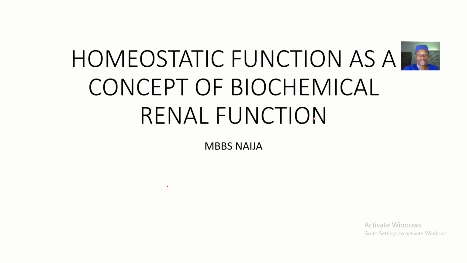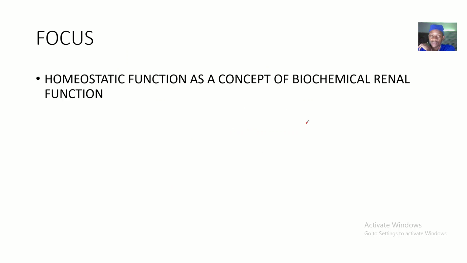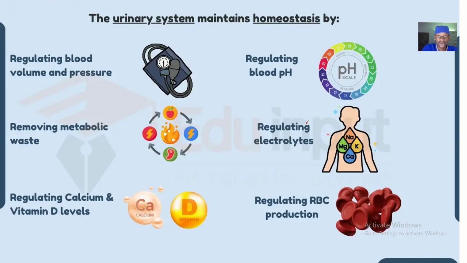So guys, we'll be looking at homeostatic function as a concept of biochemical renal function. Homeostasis is the balancing of electrolytes and the balancing of water. The kidney, or the renal system, is basically a key player in homeostasis in the body. It helps us balance electrolytes, nutrients, water and all those things.